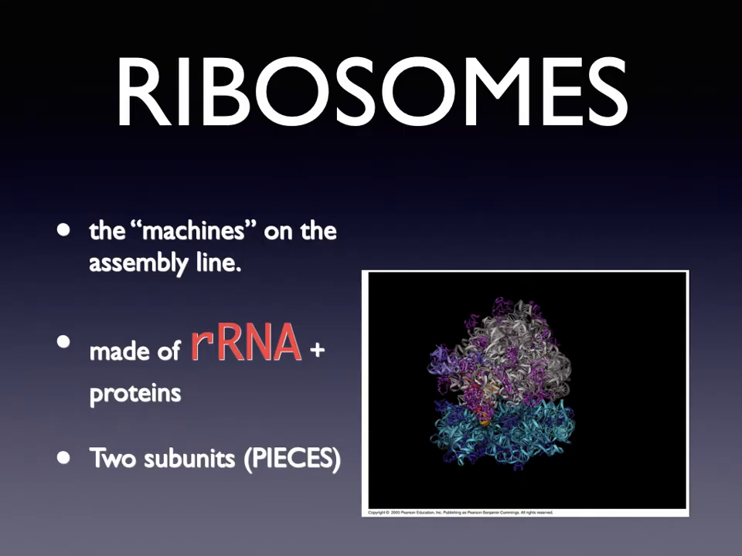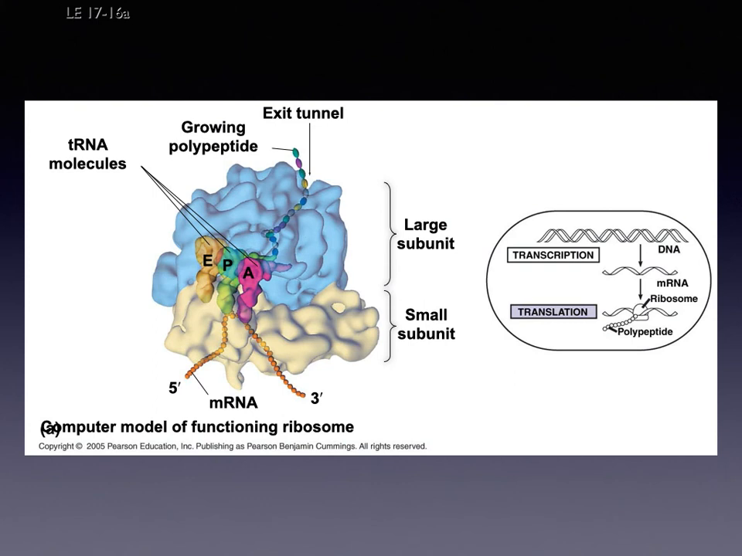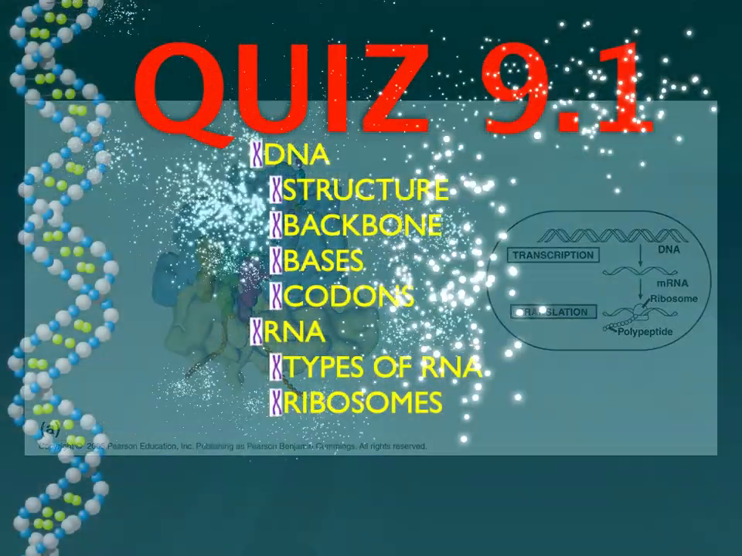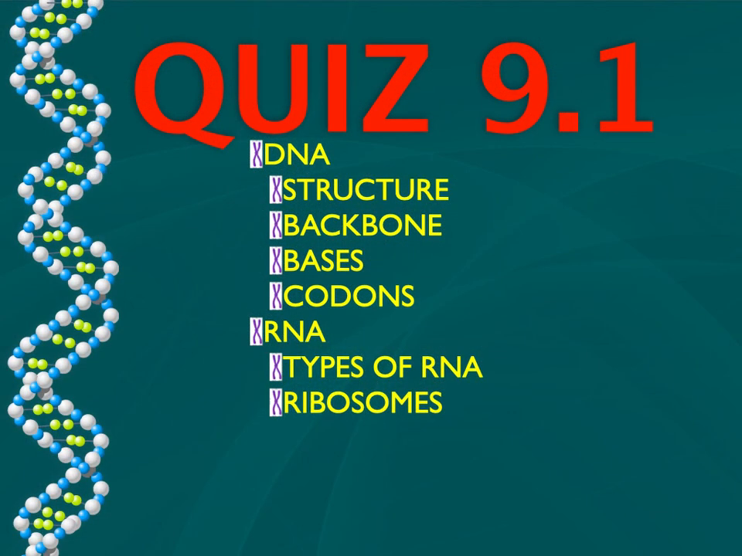Ribosomes, don't forget, those are the machines on the assembly line. They're made of RNA and proteins, and there are 2 pieces to them. There's a picture. The larger piece is in light blue, and the smaller piece is in, what is that, kind of yellowish. That's your quiz for 9-1.